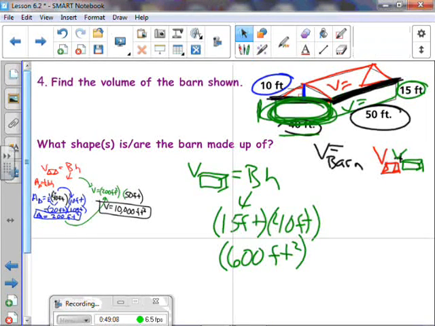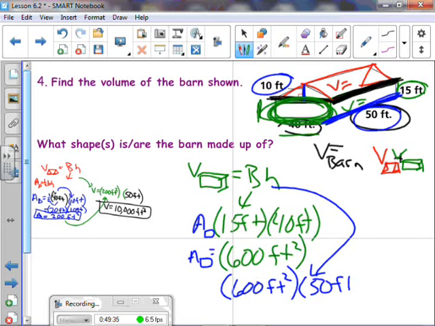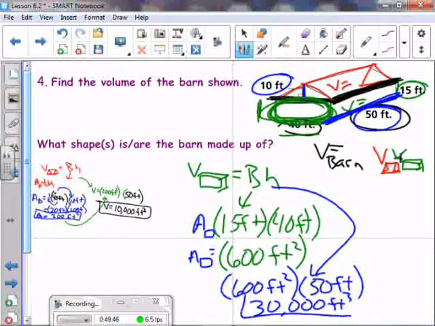And now what do I have to do? That's my area. This was my area of my rectangle. So now I still need to multiply by the height here. So I take 600 square feet times my height. And what is my height of my prism? My height of my prism is the long side here, this 50-foot side. So I get 600 feet times 50 feet. 600 times 50 is 30,000 feet. And notice I'm doing volume, so I have feet cubed.